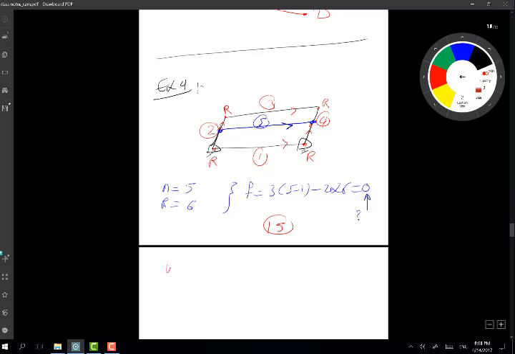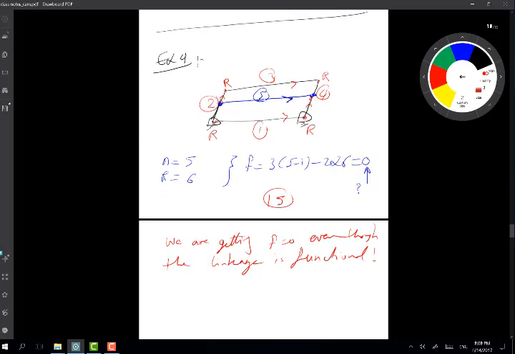So we are getting f equals 0, even though the linkage is functional, right? So this is something we need to think about. When we get 0 again, we get a degree of freedom that is not expected or does not match reality, because in reality we have a single degree of freedom linkage here, and we're getting 0. And then what? This mismatch is again a wake-up call for us.